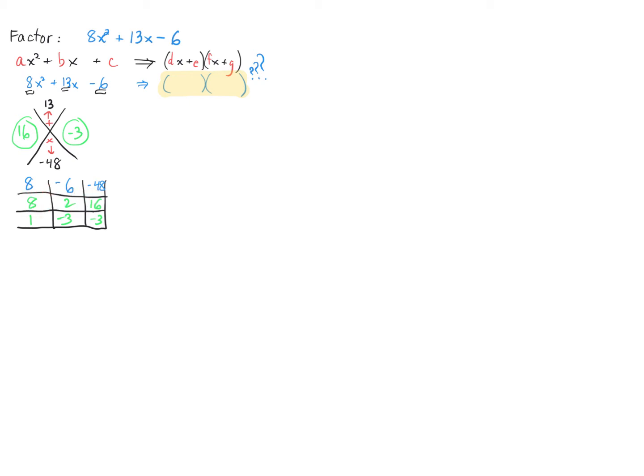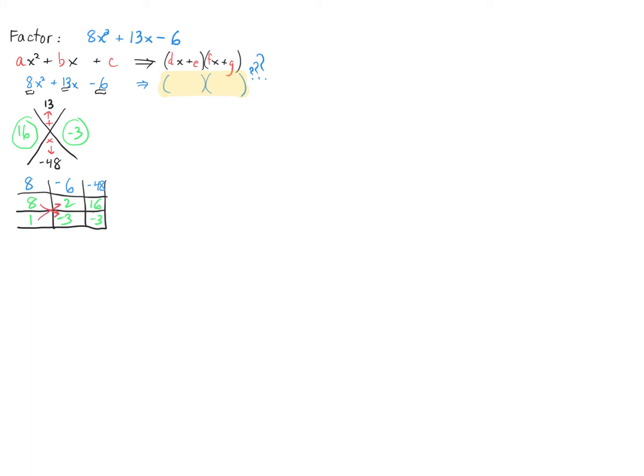8 times 2 is 16. 1 times -3 is -3. 1 times 8 is 8. -3 times 2 is -6. And -3 times 16 is -48. Everything works. And now we can put it together the way you did this little fancy cross-multiplying thing.